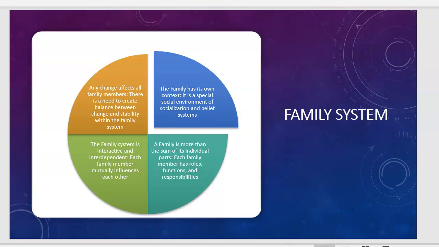And then the idea that there needs to be a balance between change and stability. This idea is that the family as a unit is oriented towards an equilibrium, towards finding a place where the family can balance changes that occur to family members that impact the whole family unit and maintaining stability. That means that the family is aiming for equilibrium so that the family environment is stable.